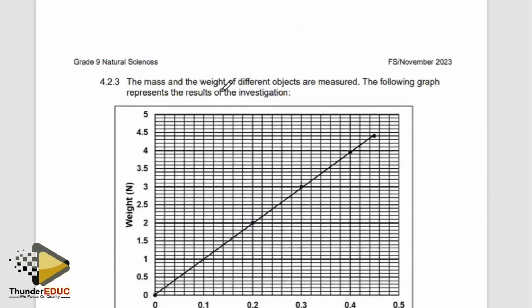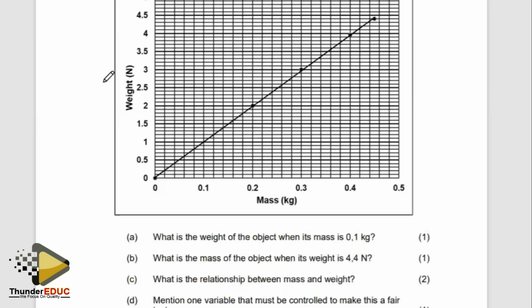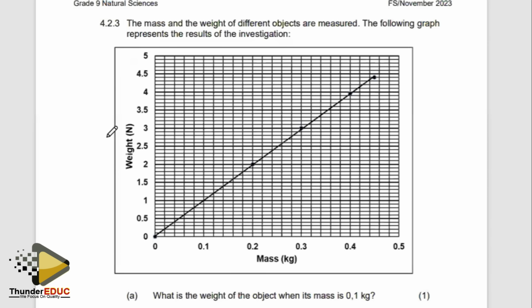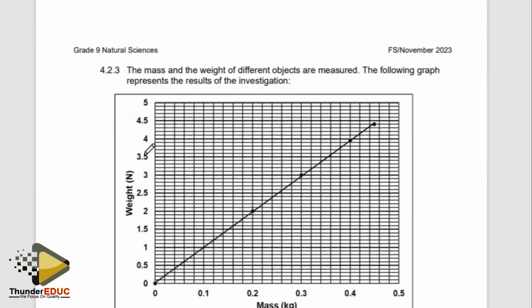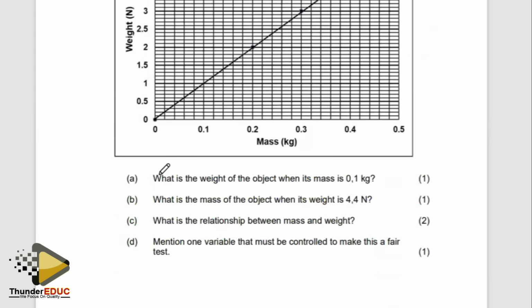The mass and weight of different objects are measured. The following graph represents the results of an investigation. Now we have our graph there. We have our x-axis, that's the mass, and the y-axis, we have the weight. So here the independent variable is mass and the dependent variable is weight. Question A, that's 4.23A. What is the weight of the object when its mass is 0.1 kg?